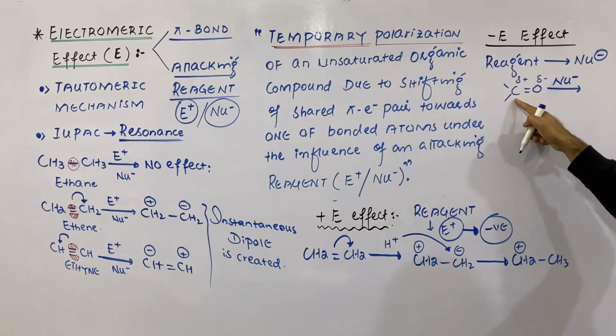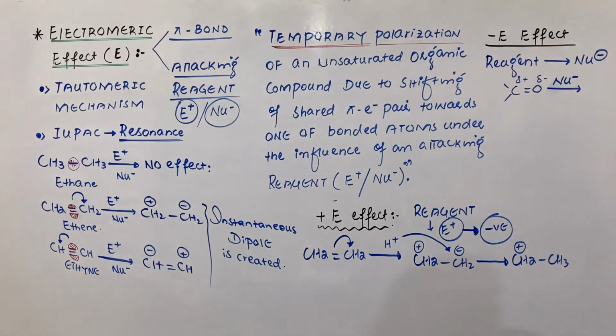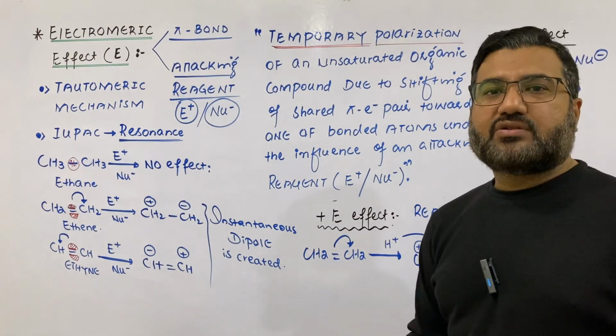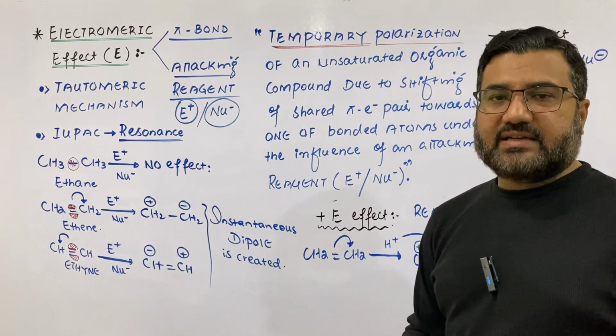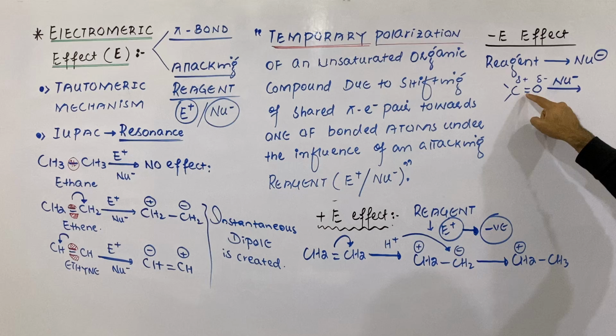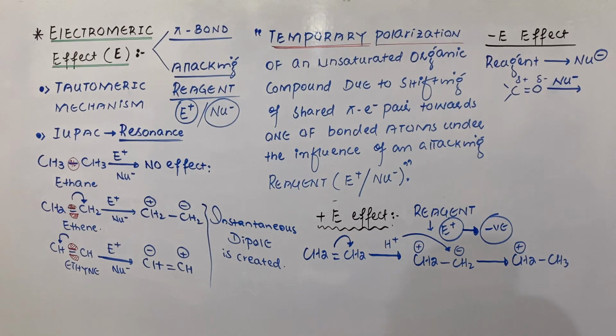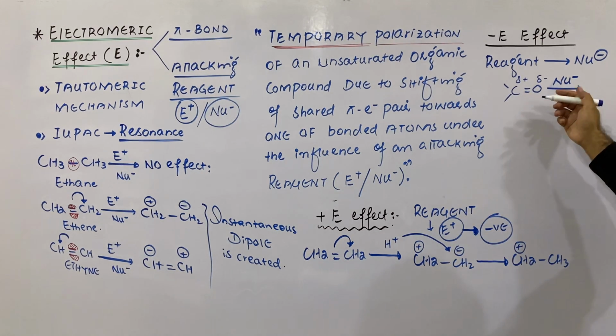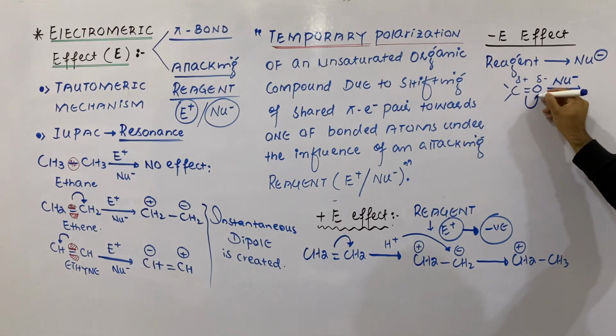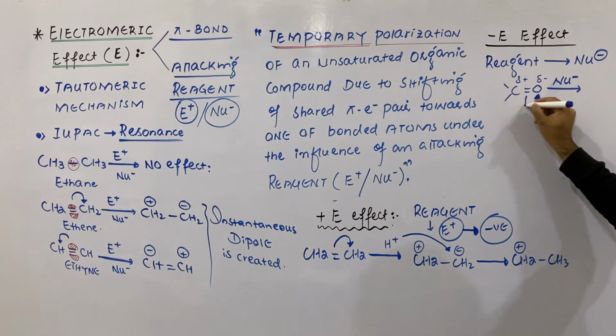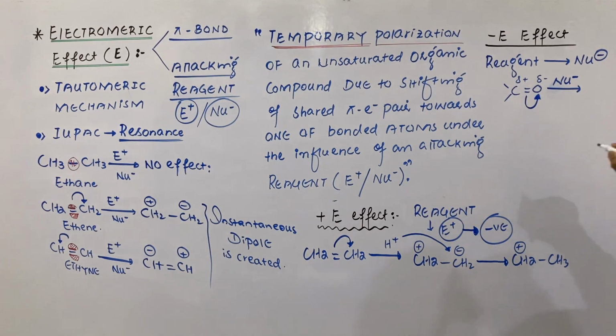Now, in which direction will the pi electron pair be shifted? Because carbon is less electronegative and oxygen is more electronegative, it is common sense that the pi electron pair should be shifted towards the more electronegative atom. In this case, the pi electron pair will be shifted to oxygen. You cannot shift the pi electron pair towards the carbon. As a result, you will get C single bond O, where carbon becomes positive and oxygen becomes negative.